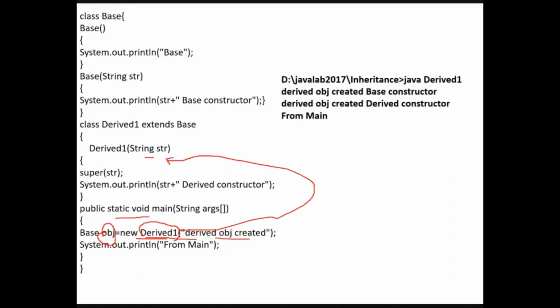From the parameterized constructor, it would call the base class default constructor. But explicitly, if I want to call the base class one-argument constructor, I have to use the super keyword. So super str will call the base class one-argument constructor. This str is the string "derived object created", so it prints derived object created, and then it prints base constructor. After that, control comes back here, and it prints derived object created, and then derived constructor. Then "from main" is printed.